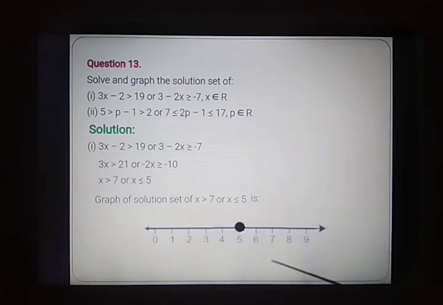So dark circle, hollow circle. Okay, as I said, we have to go this way, right? And we have to go this way out here. Okay, so this is the solution of this particular question. Pause the video to note down.